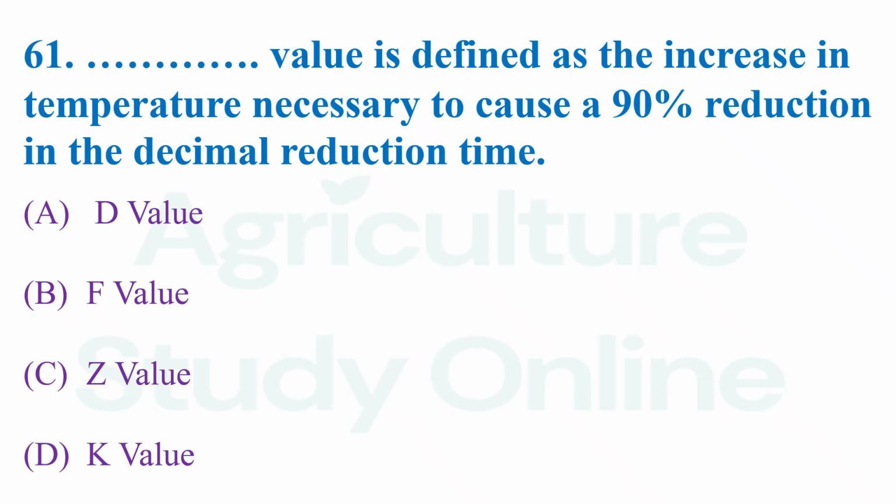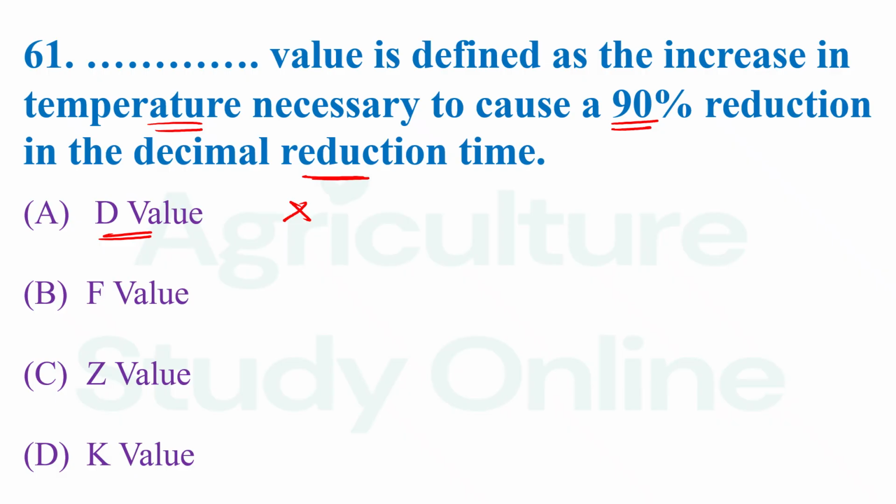Question number 61. Dash value is defined as the increase in temperature which is necessary to cause a 90% reduction in the decimal reduction time. So first one, that is D value. So D value is the time which is required to reduce the microbial population by 90% but at a fixed temperature. And over here it is talking about time, not temperature change. So this is incorrect.